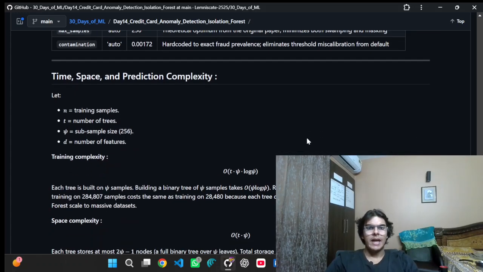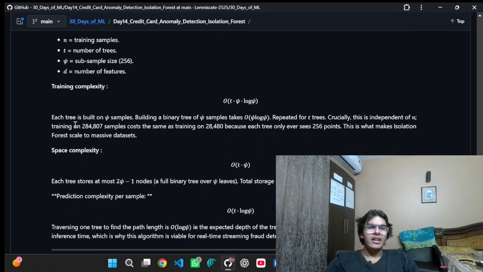Okay. Time complexity: since there are T trees and each is built on psi samples, the complexity will be n log n, where n here is nothing but the sample size, which is this psi that we have taken. So it will be psi log psi, and this value is very small compared to N. N is this value, 284,807, and psi is 256. So eventually this time complexity comes out to be very small even when it is repeated for T trees.